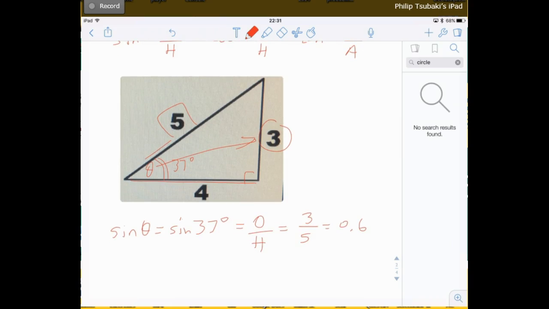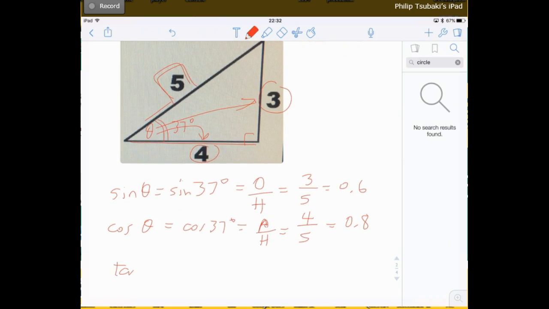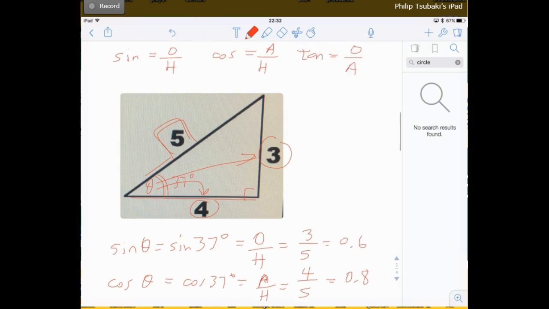What about the cosine of 37 degrees? What's that? That would be the adjacent over the hypotenuse. The adjacent would be the leg that is next to the angle that we're asking about, which is 4. So it's going to be 4 divided by the hypotenuse, which is the slanted side. It's going to be 5, which is equal to 0.8.